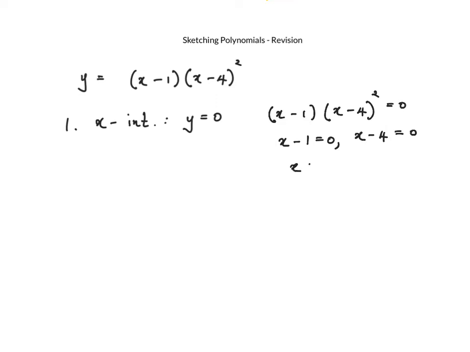Now the x-intercepts always occur when y equals 0. The function is given in factorised form. If that were expanded, it would be a cubic function, which we would then have to factorise. So things are just a bit easier for us. x minus 1, x minus 4 all squared equals 0. And we should know then that x minus 1 equals 0 and x minus 4 equals 0. x equals 1 and x equals 4. So we have x-intercepts at (1, 0) and (4, 0).